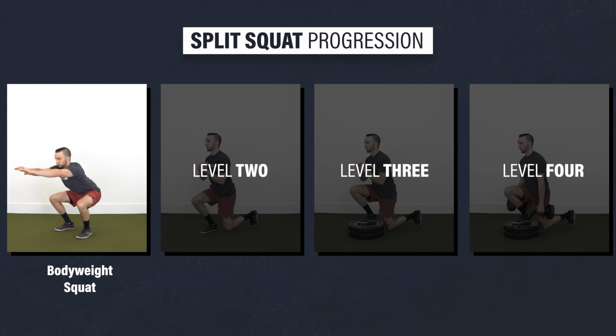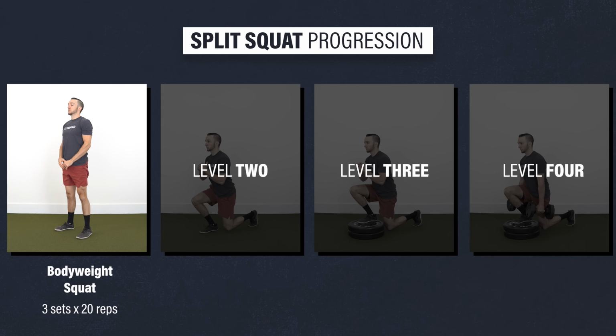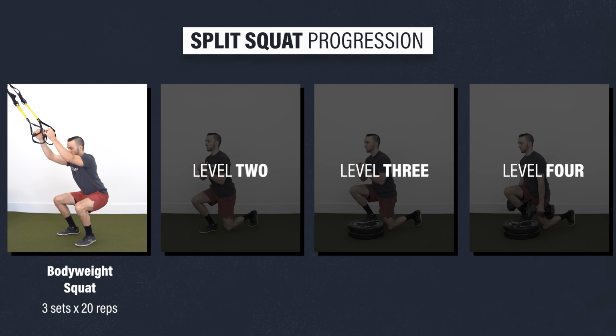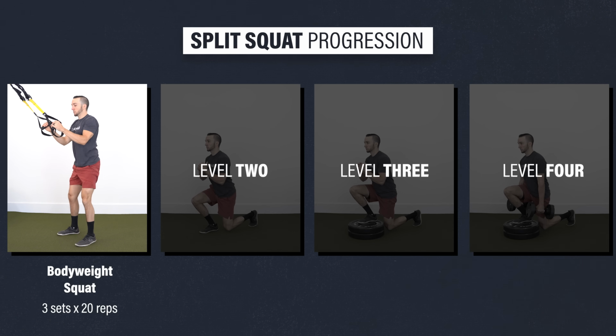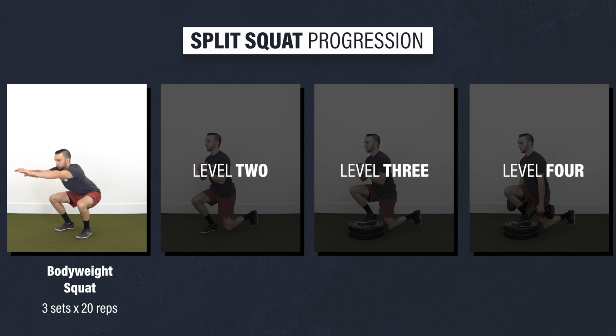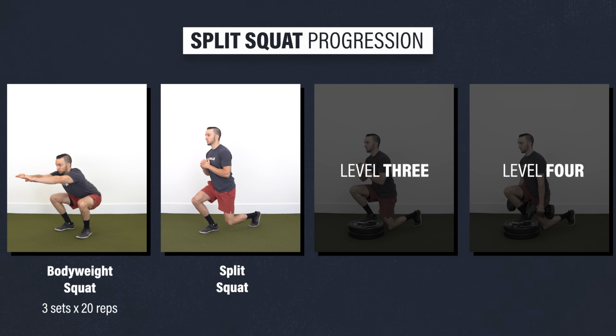Level 1, bodyweight squat. Your goal is to perform 3 sets of 20 repetitions, lowering your hips to at least parallel. If this is too hard, start with an assisted squat to a comfortable depth and build up to unassisted over time.